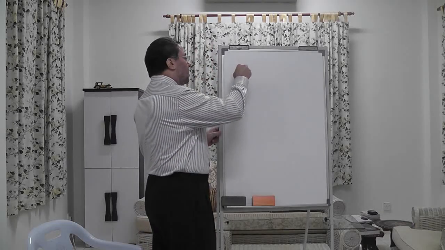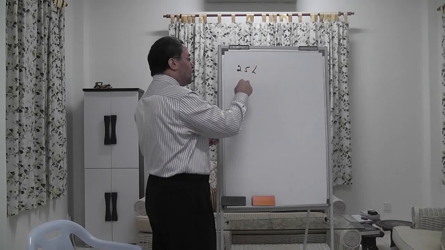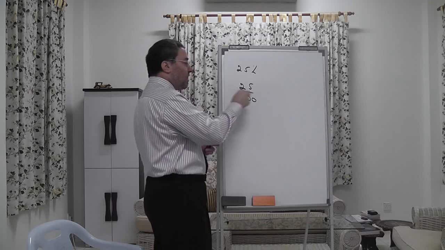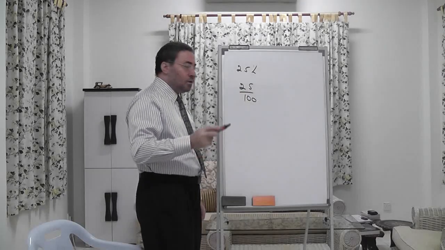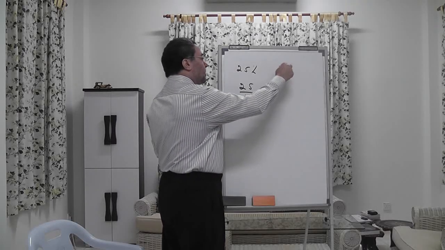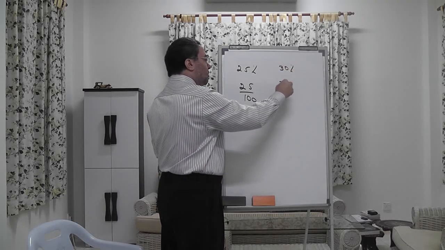A percentage is a fraction whose denominator is always 100. Before we use the percent number, we have to change it back to its original fraction form. For example, 25% means 25 over 100. Per means divided, cent means 100, from the French word cent. And here, 30% means 30 over 100.